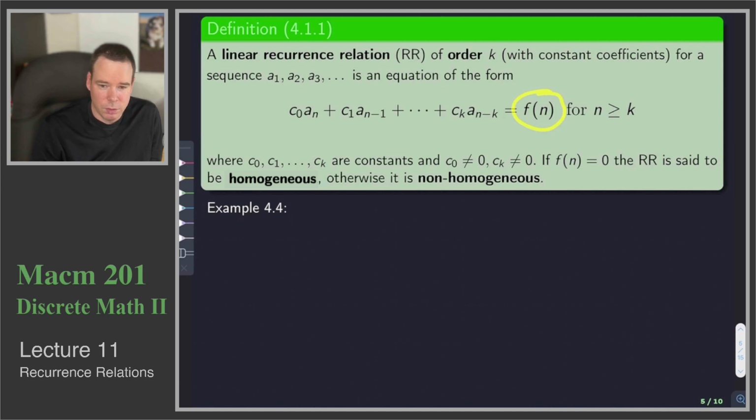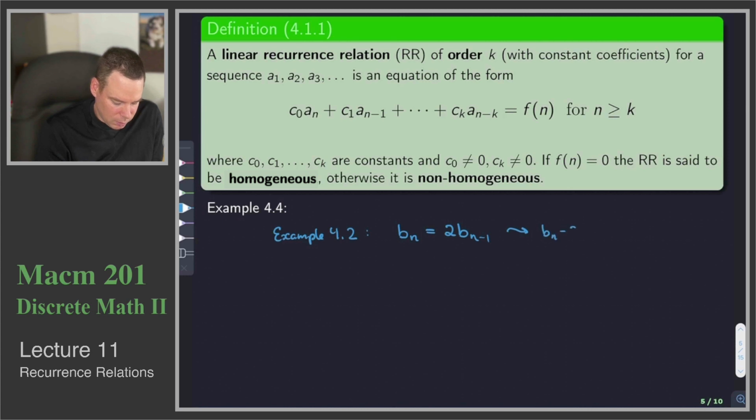This equation could involve some function of n in it. If the function of n is 0, we say the relation is homogeneous. If it's non-zero, we say it's non-homogeneous. So let's go back and look at our examples. So we had example 4.2. In that case, it was our binary sequences example. We had our recurrence relation that said b sub n is 2 times b sub n minus 1. And I won't write the initial condition or the n value because I'm just focusing on the recurrence relation here. But we could write it as b sub n minus 2 b sub n minus 1 is equal to 0.